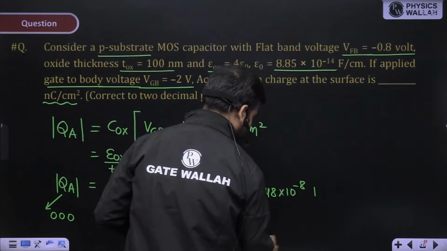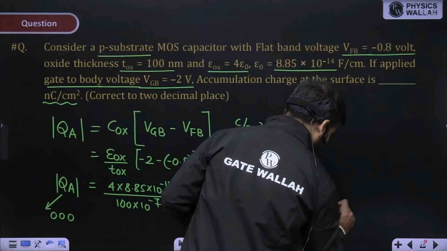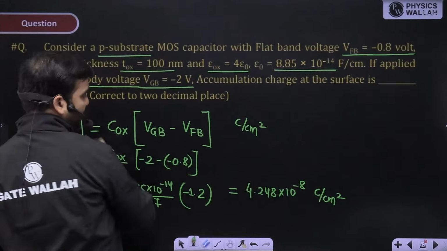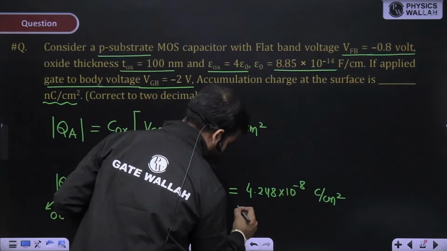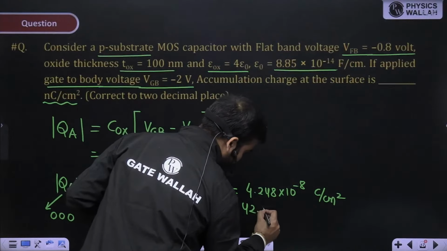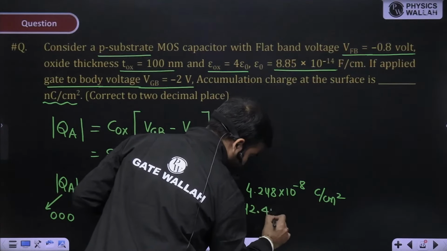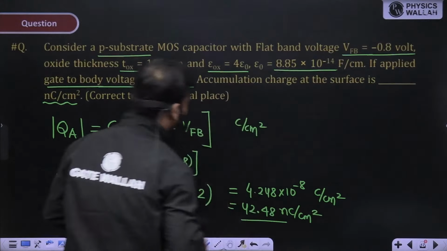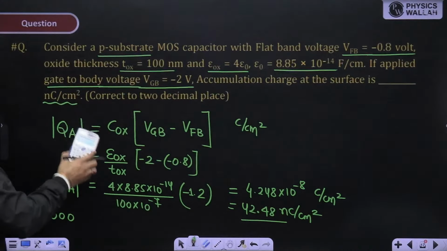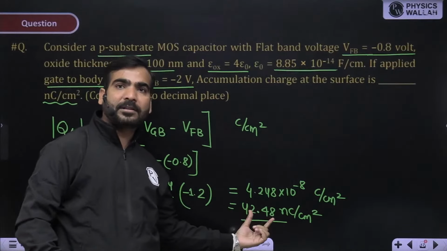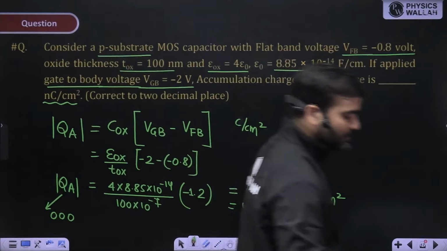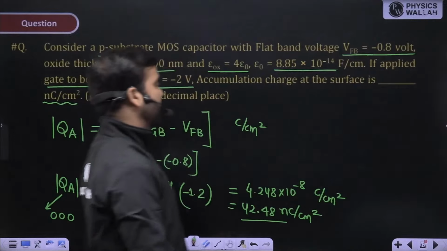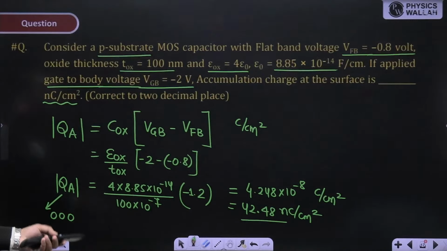coulomb per centimeter square. Now you have to find out nanocoulomb per centimeter square. Make it 10 to the power -9. So it will be 42.48 nanocoulomb per centimeter square. Okay, so up to 2 decimal places, what is the answer? 42.48 will be the answer. Okay, very simple and straightforward question it is. Okay, let's move to the next problem.